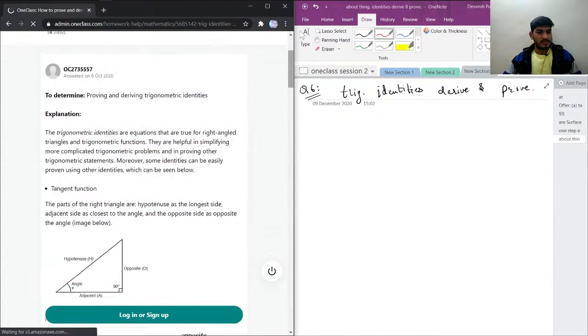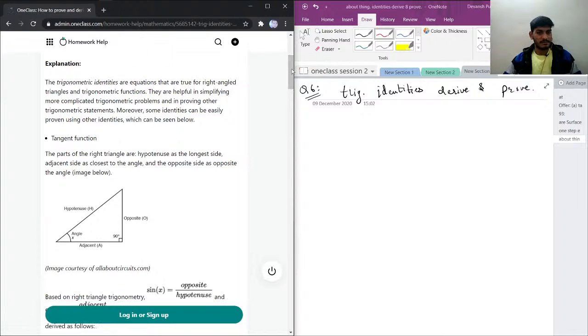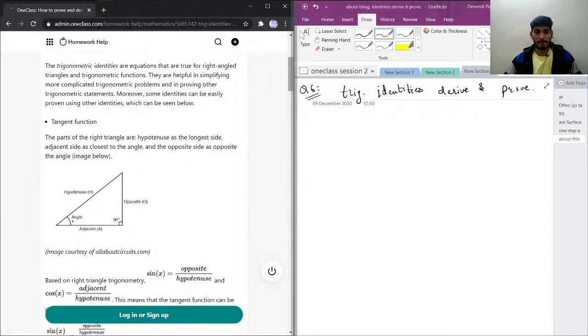So let's see what the junior tutor has given. The trigonometric identities are equations that are true for right angle triangles and trigonometric functions. They are helpful in simplifying more complicated trigonometric problems and in proving other trigonometric statements. Moreover, some identities can be easily proven using other identities which can be seen below.